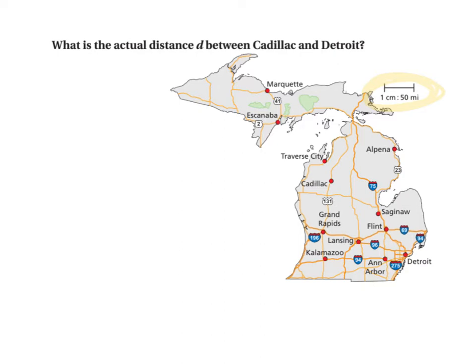So the first thing that we need to do is get a centimeter ruler to find the distance on the map between Cadillac and Detroit. Okay, here's Cadillac and here's Detroit. And if I would draw a straight line, I'm going to find out that the map distance is about 3.5 centimeters. Okay, so I'm going to use the scale given and what I know about proportions from chapter 5, and I'm going to figure out the real actual distance.